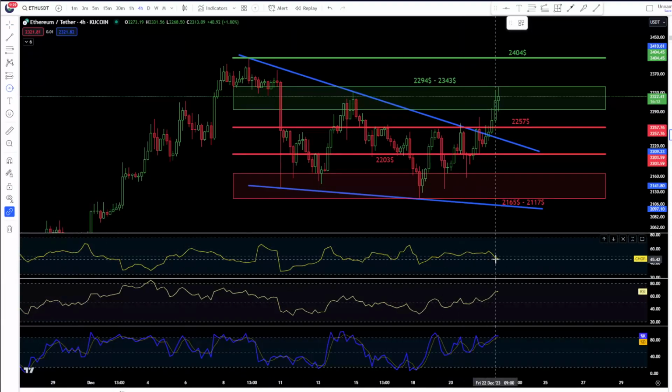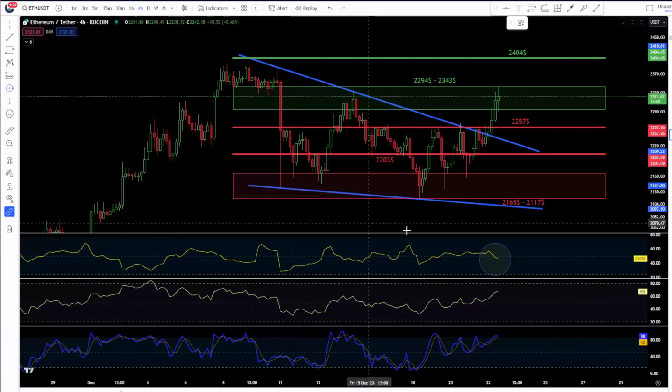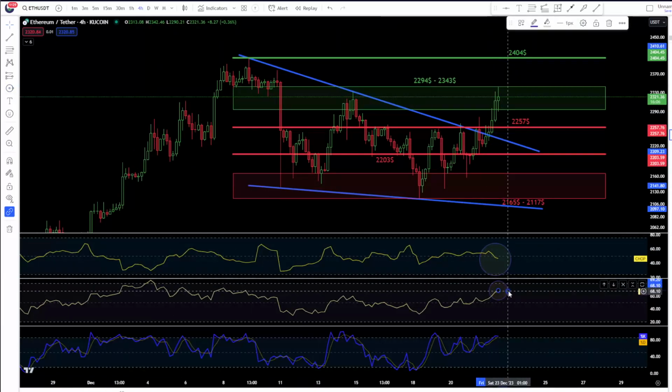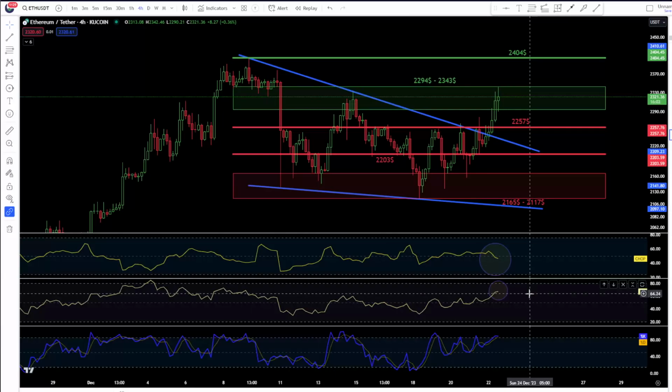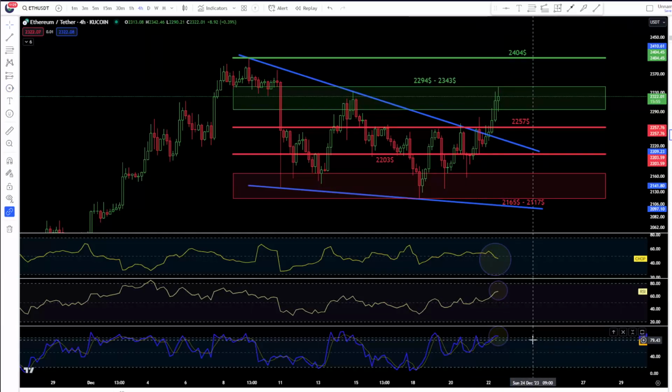The CHOP indicator shows that there is still energy to make a move. The RSI indicator is approaching the upper limit, which may affect the price recovery. And the stochastic indicator shows a move near the upper limit, which may also affect the price's attempt to recover.